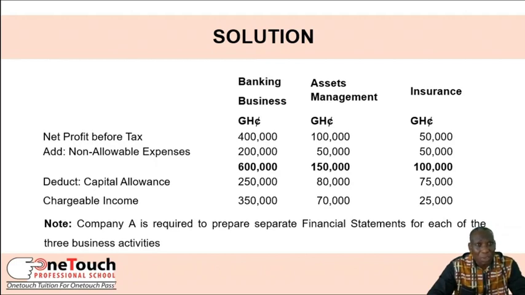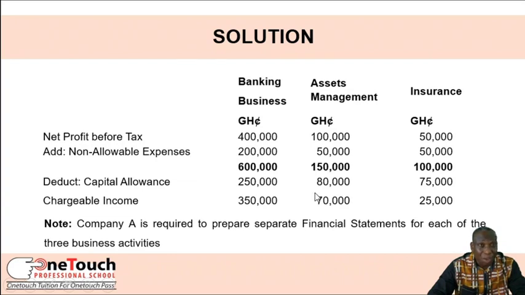once they're not listed on the Ghana Stock Exchange. So 25% on 350, 25% of 70,000, and 25% on what? 25,000 to get the tax liability. Now let's assume that this asset management aspect of the business made a loss. For example, let's say the adjusted profit was 60,000, and when you take the capital allowance of 80,000 from it, the result will be a loss of what?